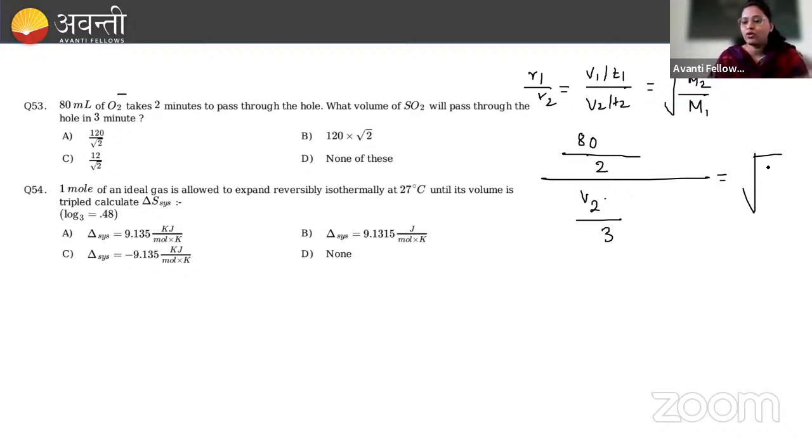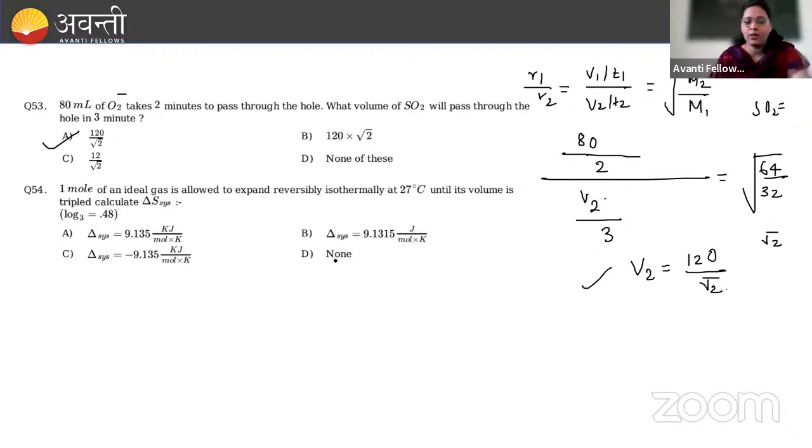The molecular weights are of SO2 and O2. SO2 का molecular weight कितना है? And for O2, how much is it? It is 32 for O2, and for SO2, it is 64. Do this calculation and you will get V2 is equal to 120 divided by root 2. So what will be the answer here for question number 53? It is option A. Just do the calculation. यहाँ पे आ जाएगा root 2. यहाँ पे हमारा 80 by 2 मतलब 40 आ जाएगा. 40 multiply by 3 आ जाएगा. So ये हमारा 120 by root 2 आ जाएगा volume.